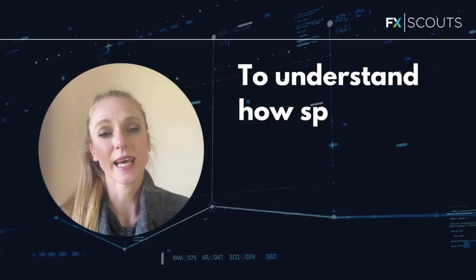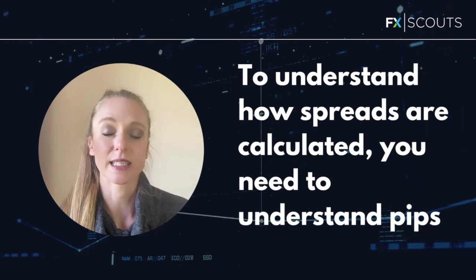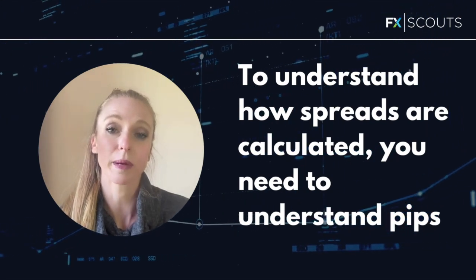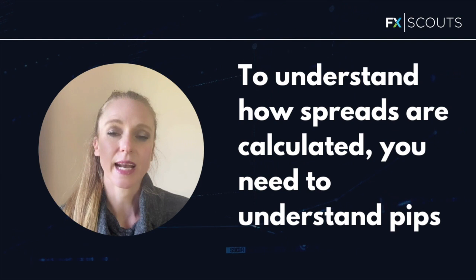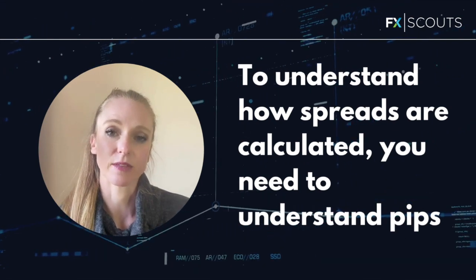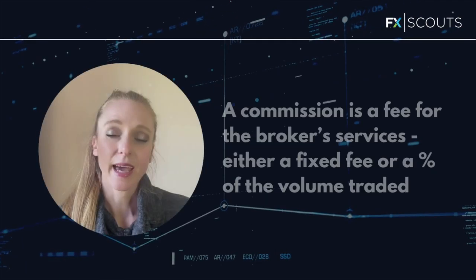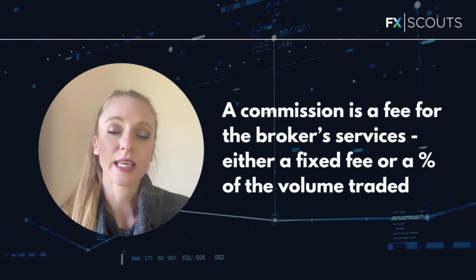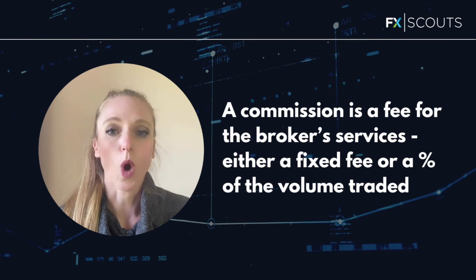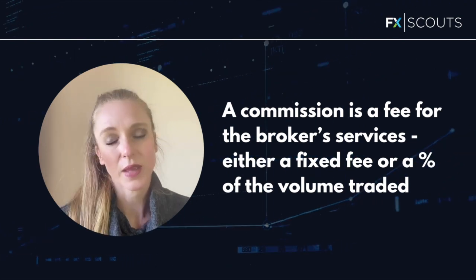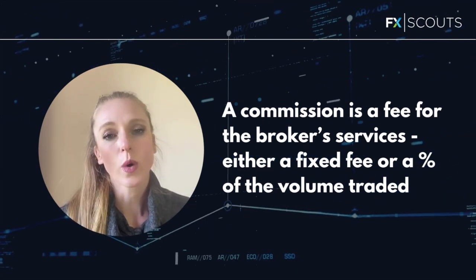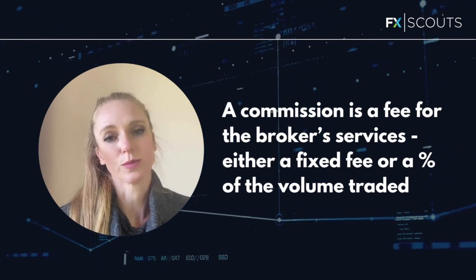Now, in order to understand how to calculate the spread, you're going to have to understand how to calculate your pip value. And this is a subject that I cover in a lot of detail in another video, and I'll pop the link to that video in the show notes below. Now, on the other hand, a commission is the fee that a broker charges for opening and for closing a trade. And it can either be a fixed fee or it could be a percentage of the total volume traded.